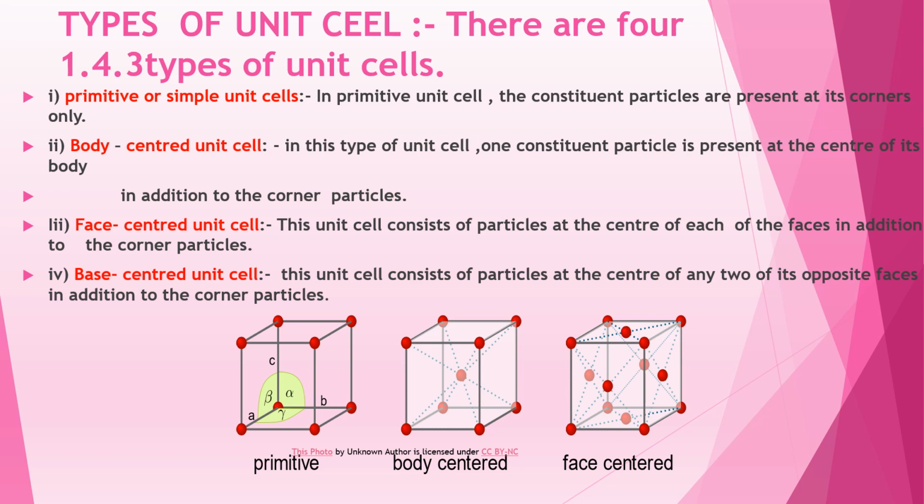This diagram will help you understand: primitive, body-centered and face-centered. In primitive, you simply show that all 8 particles are present in the 8 corners. In body-centered, the 8 corners plus 1 body-center particle, meaning a total of 2 particles. In face-centered, all 6 faces have half particles and the 8 corners have 1 particle each. Total number of 4 particles is present.